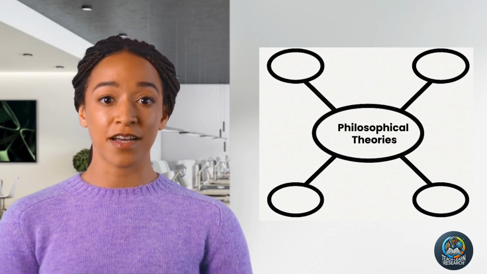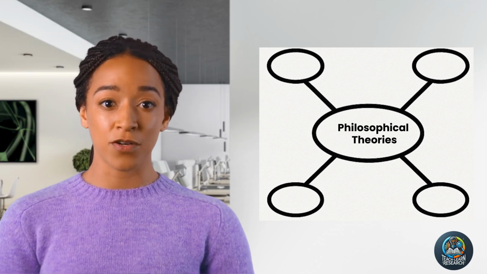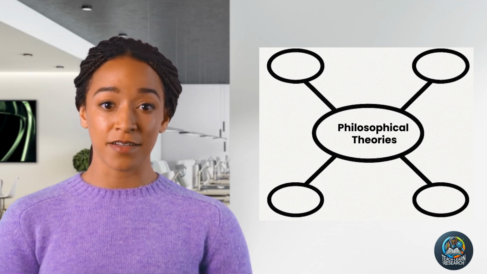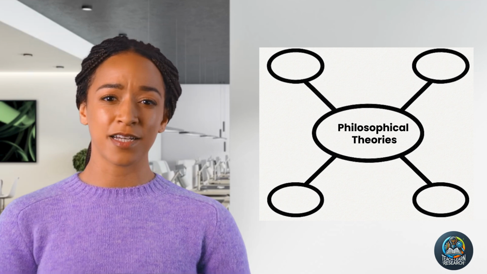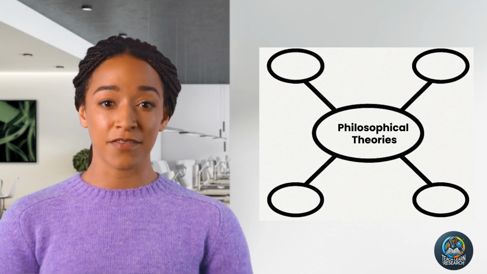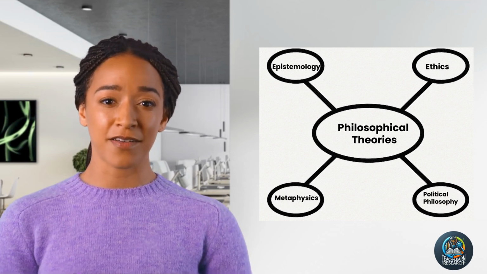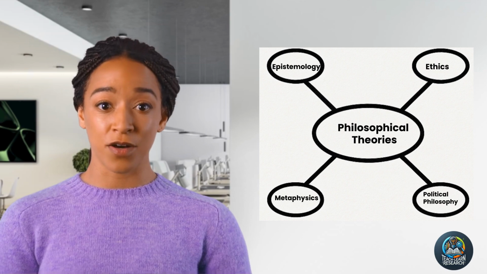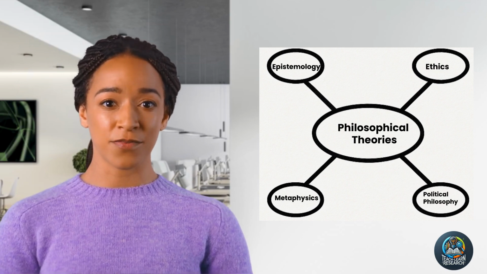With learners, collaboratively brainstorm main categories related to the central idea. For philosophical theories, these could be epistemology, ethics, metaphysics, and political philosophy. Have students write these categories around the central idea and connect them with lines.